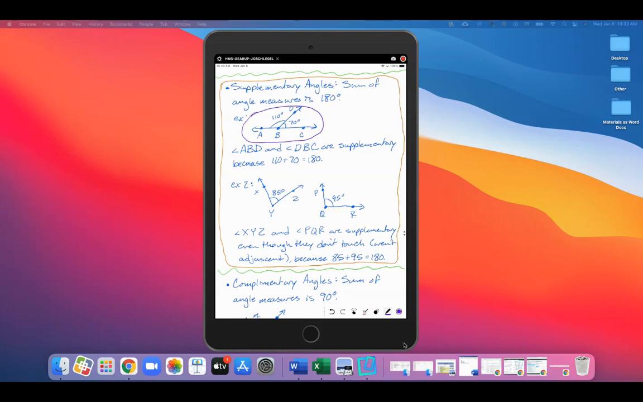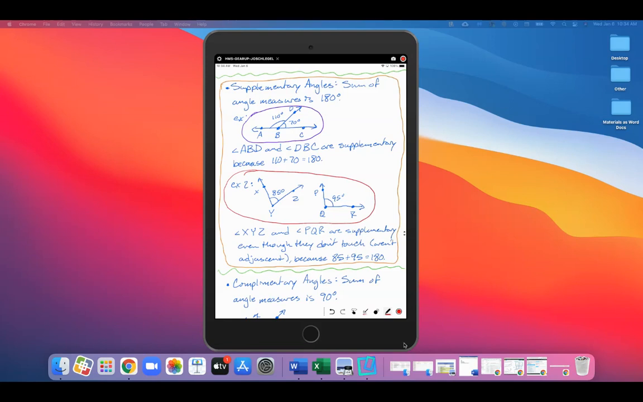Now, going down to the second example, which I will box in red, we have two angles that are not stuck together, so they are not what we would call adjacent. They are just out there floating on their own. We have angle XYZ and angle PQR. 85 and 95, if I add those two together, does make 180. And so they are supplementary even though they don't even touch each other. They are not adjacent. They don't share a vertex and they don't share a side.